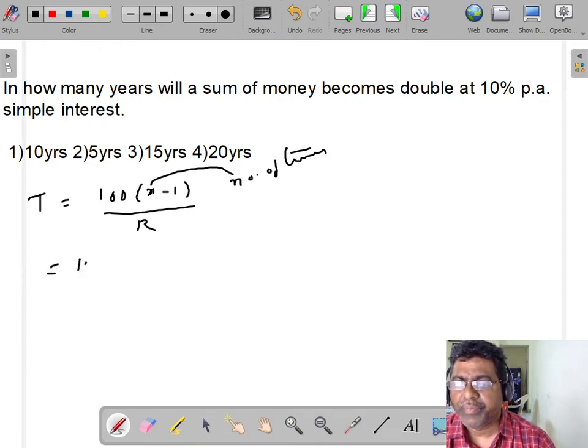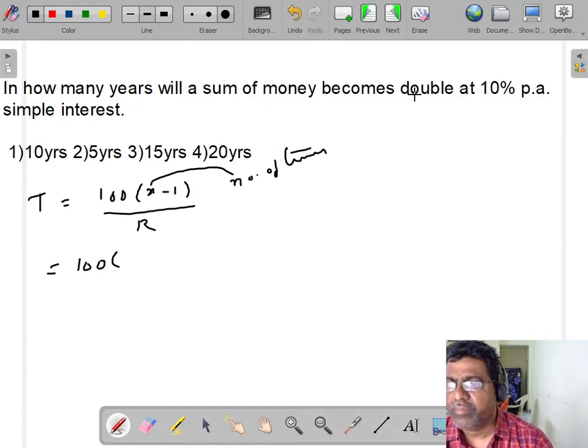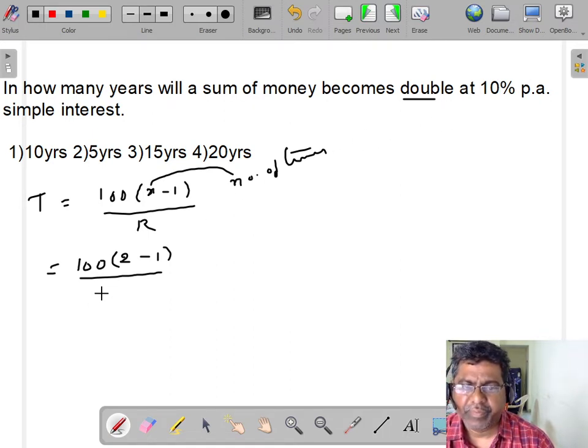This is equal to 100 into (x − 1) by r. He was given double, so in place of x you can take 2, minus 1, by r. He was given r as 10%, so you can take the value 10. This 0 is cancelled. This is equal to 2 minus 1, 10 into 1 is 10 years. So the answer is 10 years.